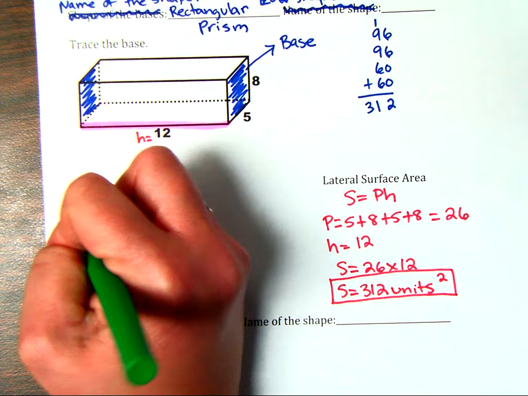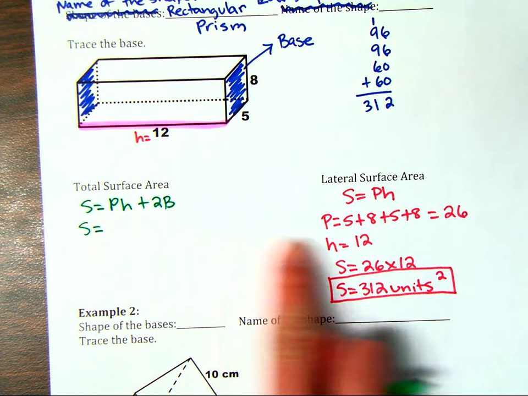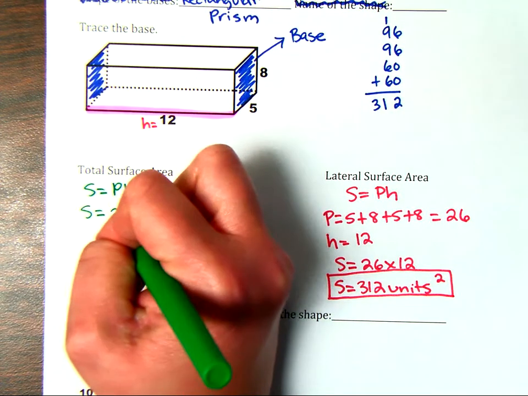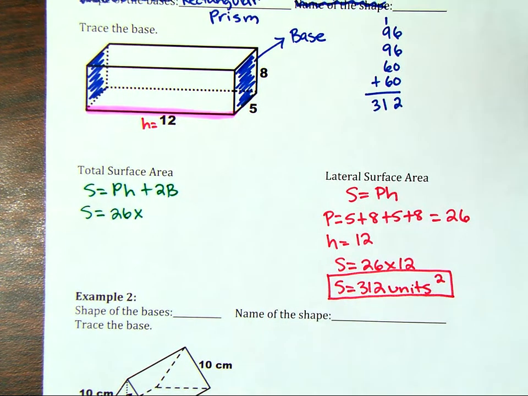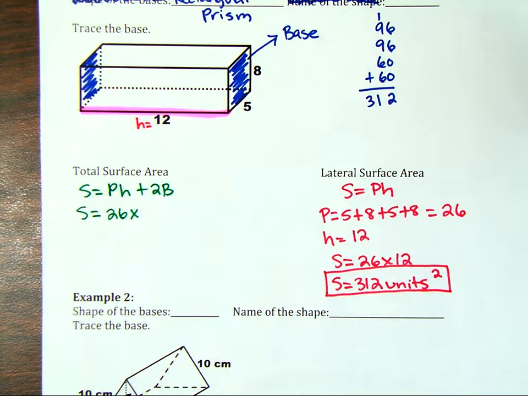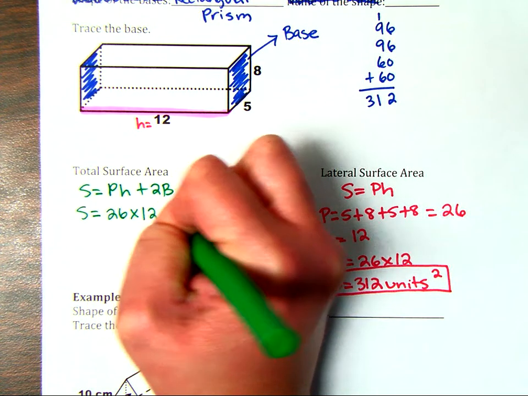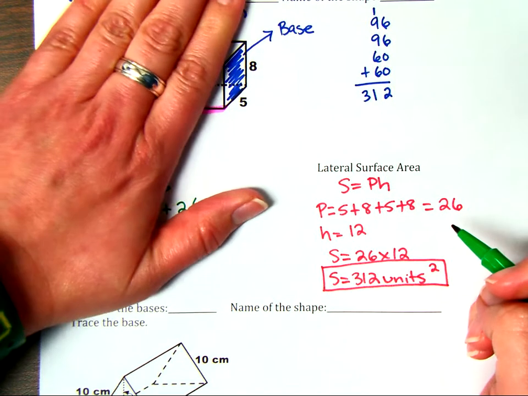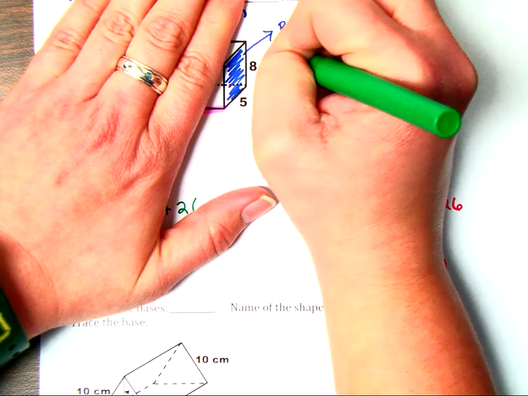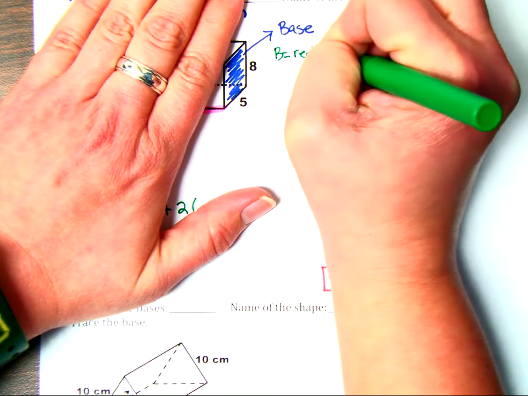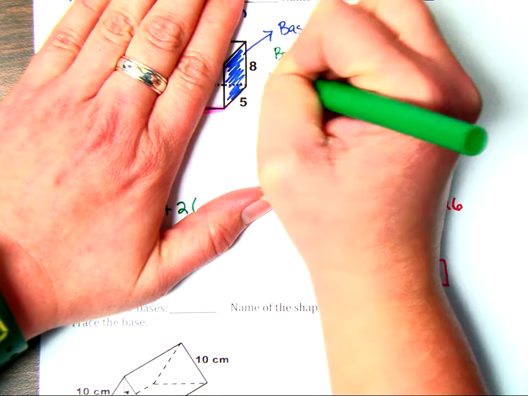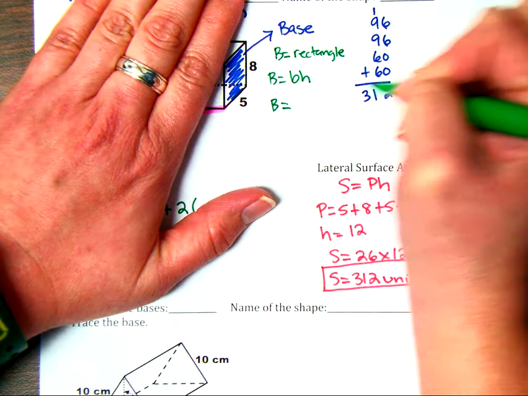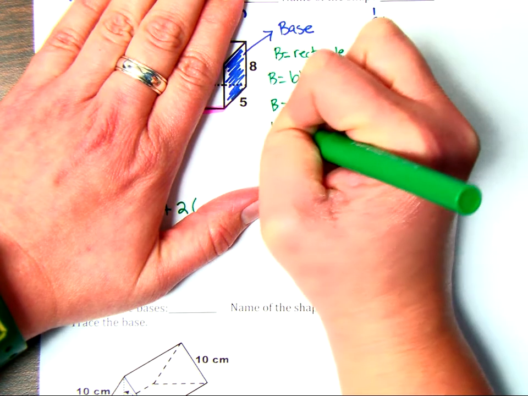So S equals, well, the capital P, we already figured out, was 26 because the perimeter of that base was 26, times the height of the prism is still going to be 12. The height's still connecting those bases, plus 2 times the area of the base. Well, if your base right here is a rectangle, so I'm going to say capital B equals rectangle. Capital B really means the area of the base, but I just like to identify the shape first. So it's base times height of your rectangle. Well, your base and height are 5 and 8. So 5 times 8 is 40.